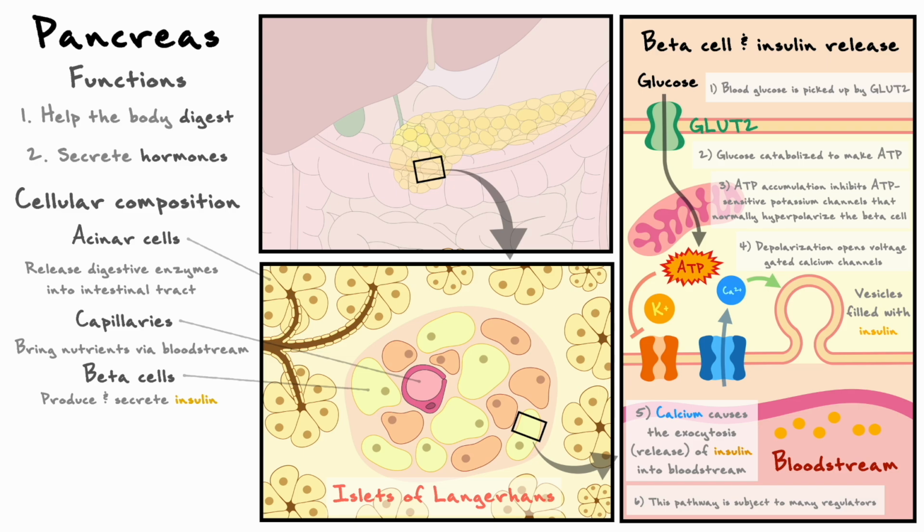To name a few, incretins, cholecystokinin or CCK, the presence of certain amino acids like arginine and leucine, as well as the stimulation of beta cells via the parasympathetic nervous system through acetylcholine, all increase the release of insulin. On the other hand, stimulation from the sympathetic nervous system, which operates through norepinephrine, inhibits the release of insulin.